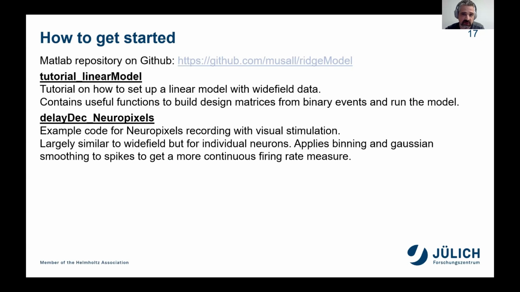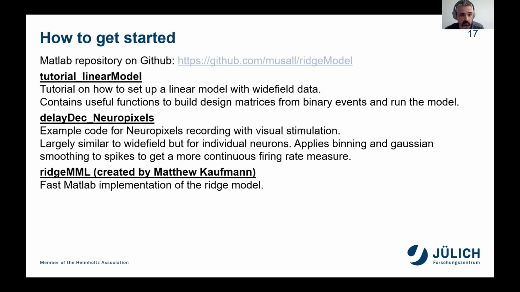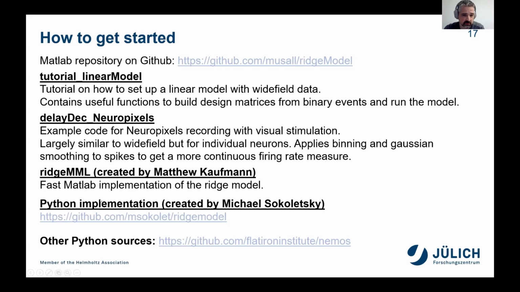If you want to get started on using these codes, we have a repository of MATLAB code to build linear models the way I just explained. It's meant for widefield data, but it also has examples for Neuropixels, so you can look at these codes to see how we use them. The key function in that repository is called Ridge MML, which is a ridge regression model that Matt Kaufman built that works really well. It's very fast. But there are also Python implementations, like the one from Michael Sokoletsky, and also the NEMOS project from the Flatiron, which has a lot of very sophisticated modeling code.